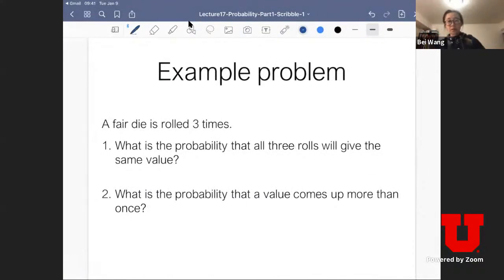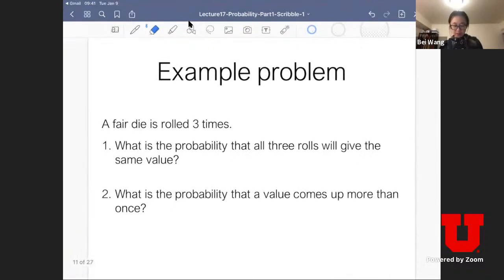Now, I'm asking, if I have a fair die that is rolled 3 times, the first question is, what is the probability that all 3 will give the same value? So for example, 1, 1, 1 is one of those successful outcomes. 6, 6, 6 is one of those successful outcomes. The second question is, what is the probability that a value comes up more than once? So this is a good time for you to pause the video and try to solve this on your own. And when you resume the video, we're going to solve this problem together.